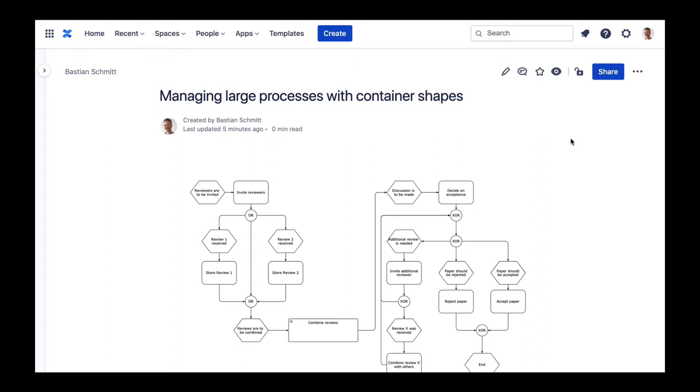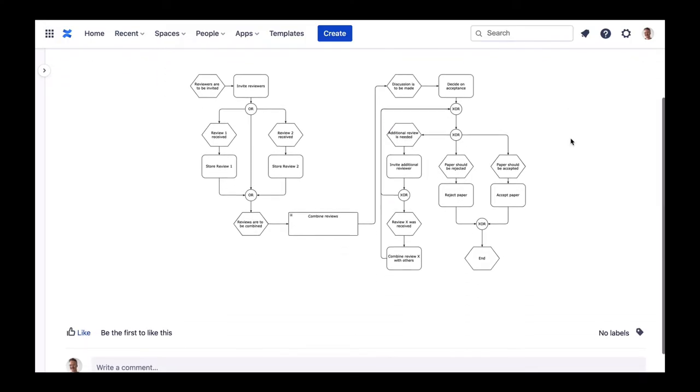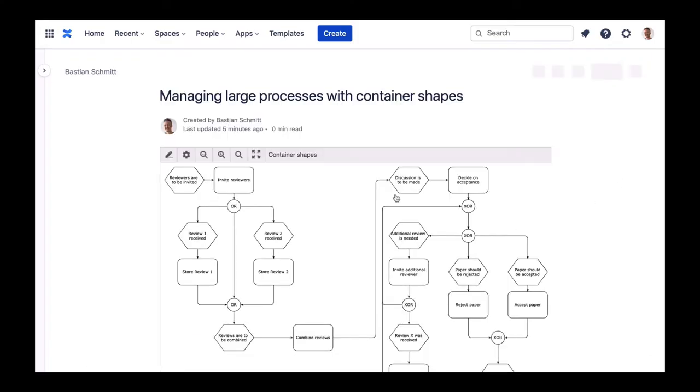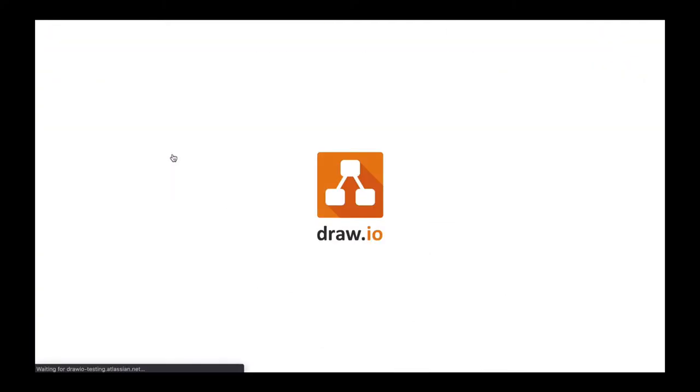Today we are going to show you how you can keep your processes organized and show the complete big picture in one diagram. The magic word is container shapes. What makes container shapes special is that they can contain other shapes and form a frame. Also, these shapes can be collapsed and expanded. And this is how it's done.